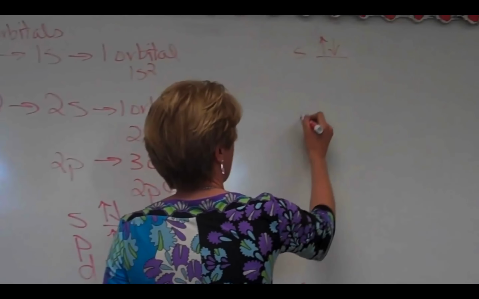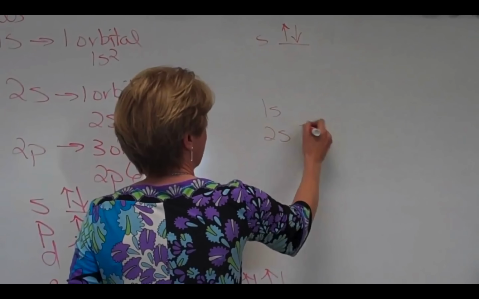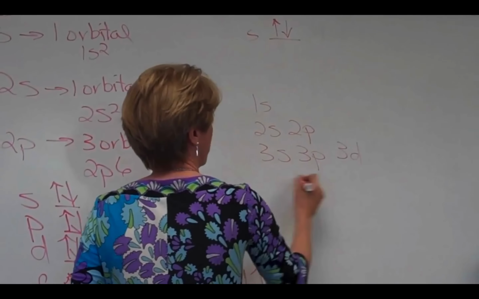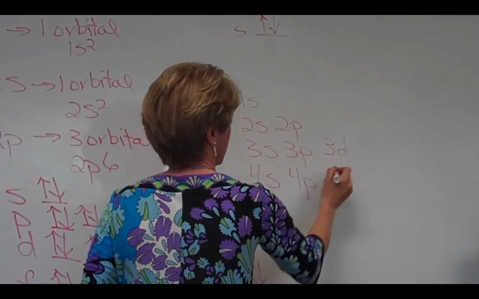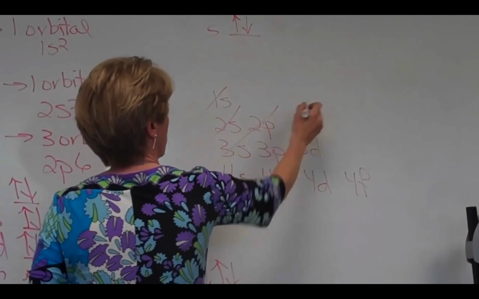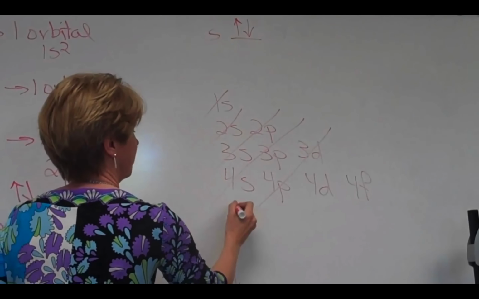Don't forget the diagonal rule. I would put that in somewhere. This tells you the order in which electrons fill.